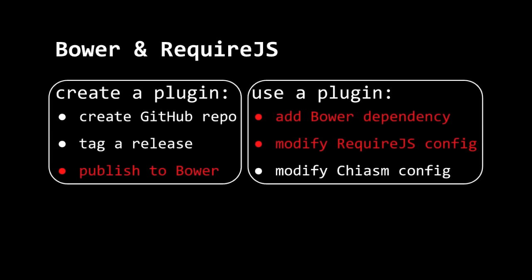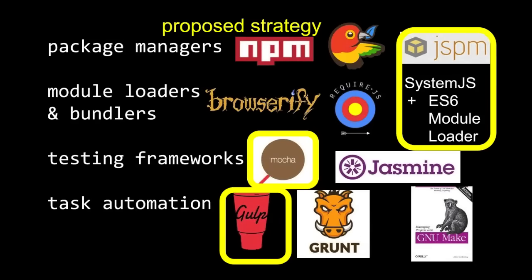And so the things in red are the steps that I think could be eliminated if we switch to this other strategy, which is JSPM and the System.js module loader. And I'm not 100% sure if we're going to even go in this direction, but it's something I've been considering.